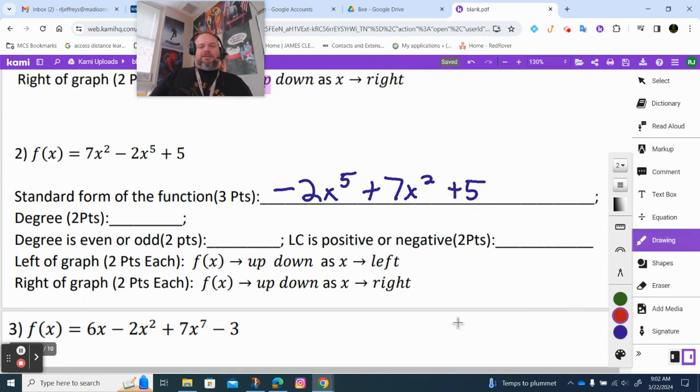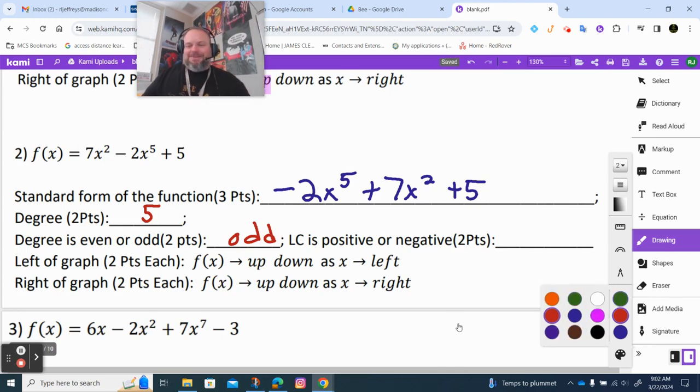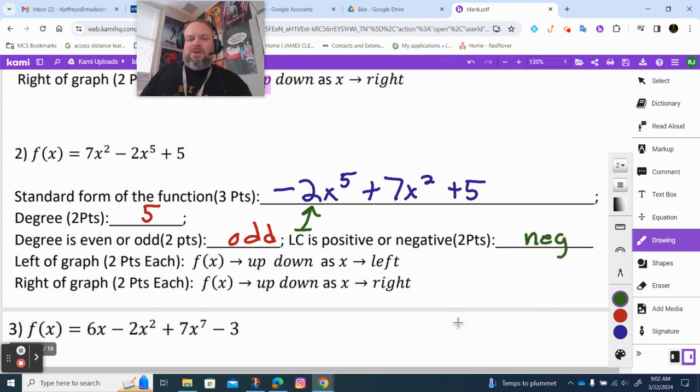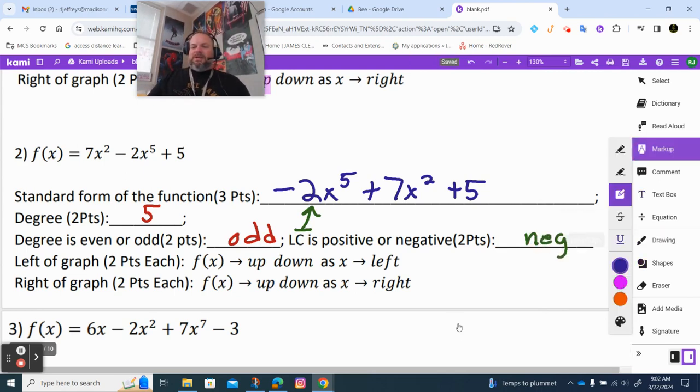Okay. The degree is 5, which is odd. The LC is negative, which means on the left side is the y going to go up or down? Okay. And on the right side, is it going to go up or down?